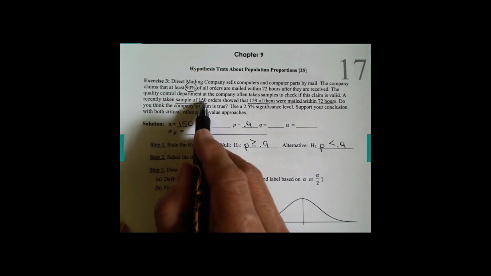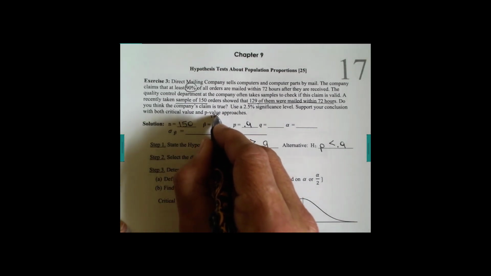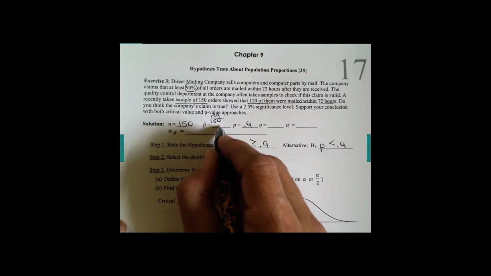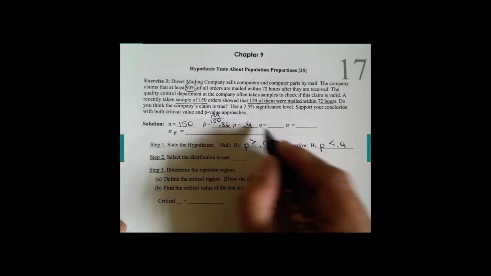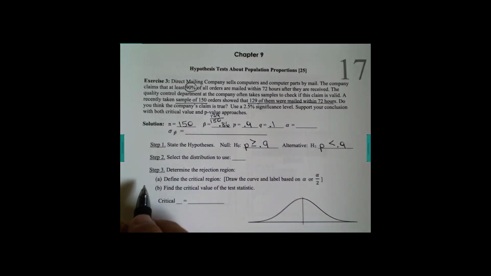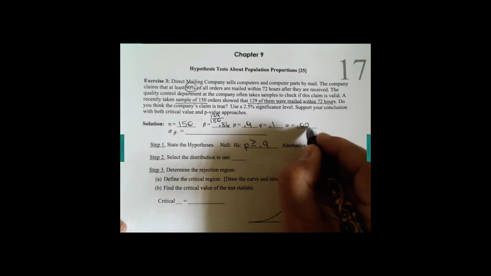Now, the sample says, a sample of 150, 129 were mailed on time, so I'm going to go 129 divided by 150 to get that proportion, and I come up with 0.86. Now, I got P of 0.9, so Q is going to be 1 minus 0.9, or 0.1. I want to check at a 2.5% significance level.